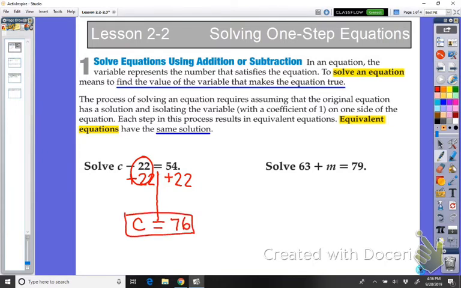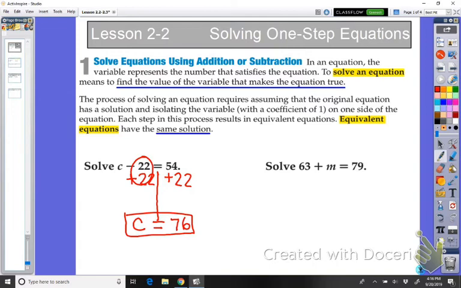Now you should get in the habit of checking your solution every time. All you have to do is substitute the 76 back in for the c and ask yourself, does 76 subtract 22 equal 54? On the second example, we have 63 plus m equals 79.